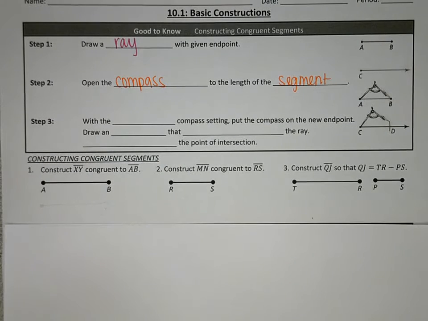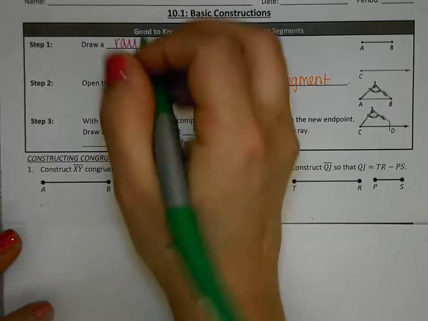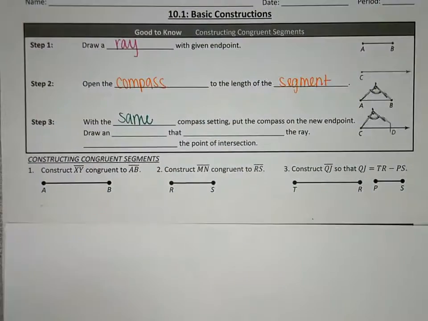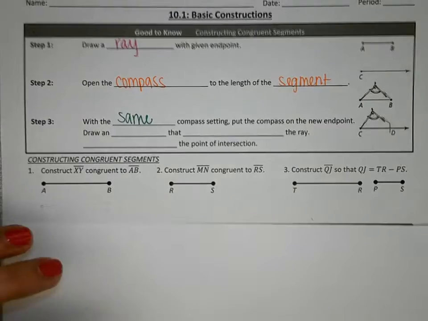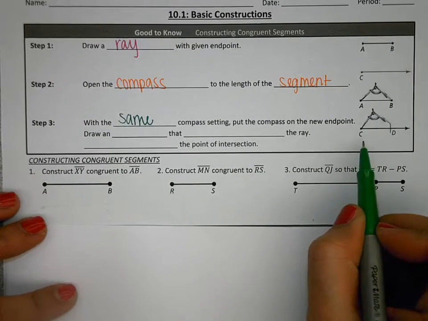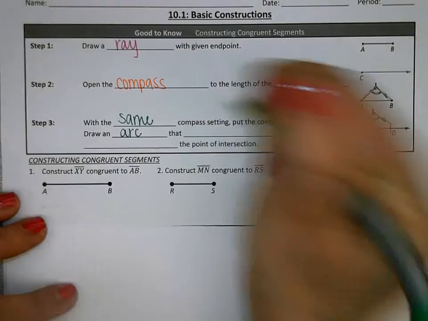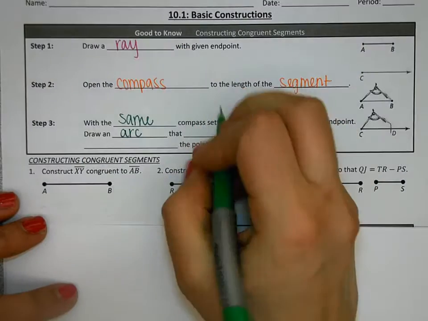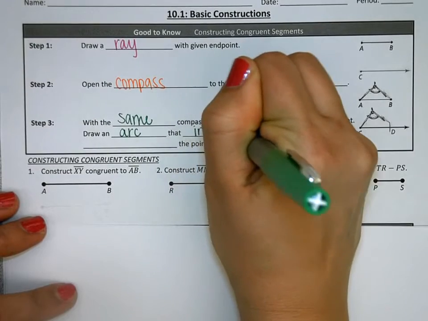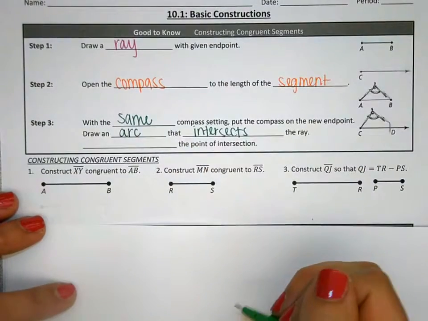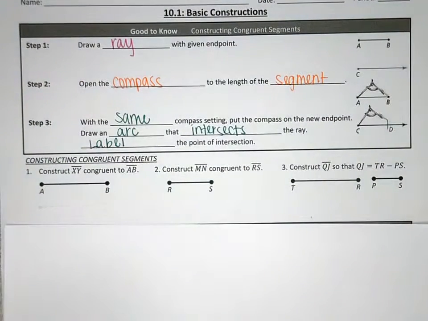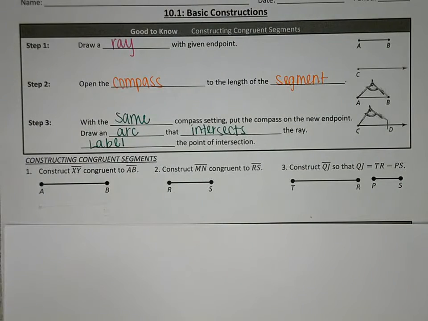And then here's the important part. With the same compass setting, so you do not move the compass at all, place the compass on your new endpoint on the ray. You will draw an arc that intersects the ray. And then you will label the point of intersection. And that will give you a congruent segment. Okay?